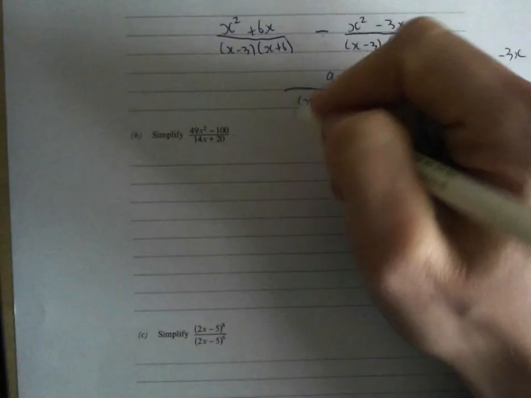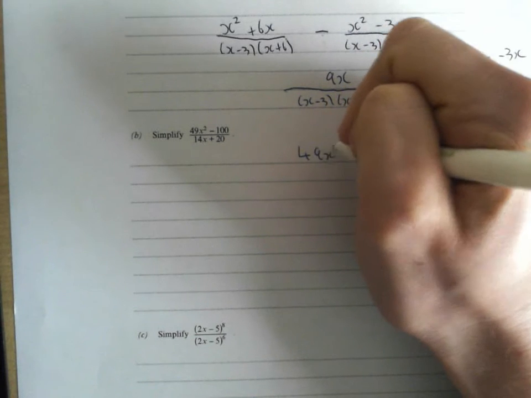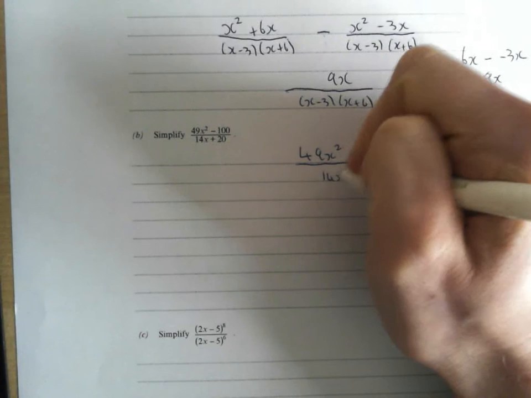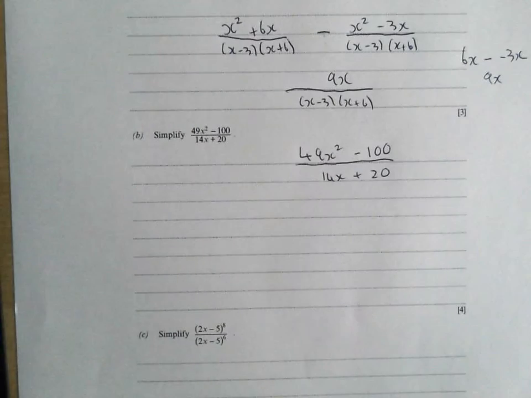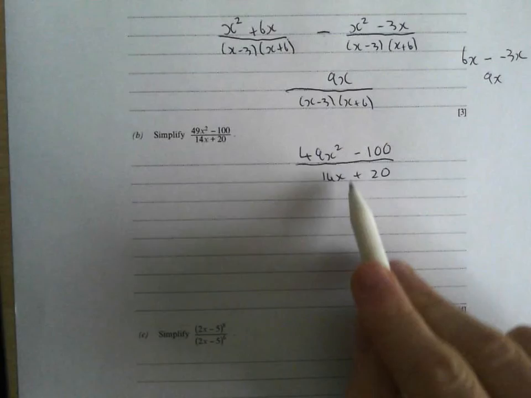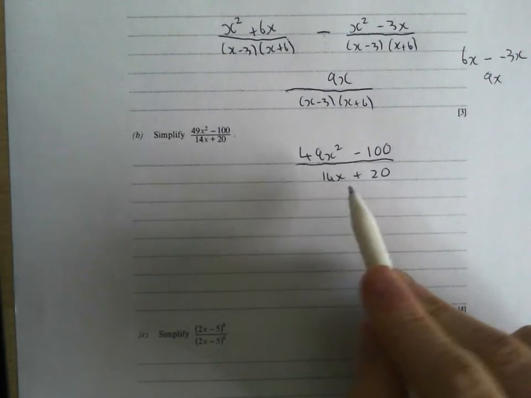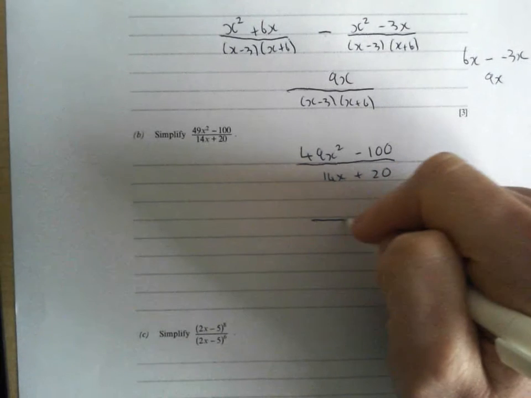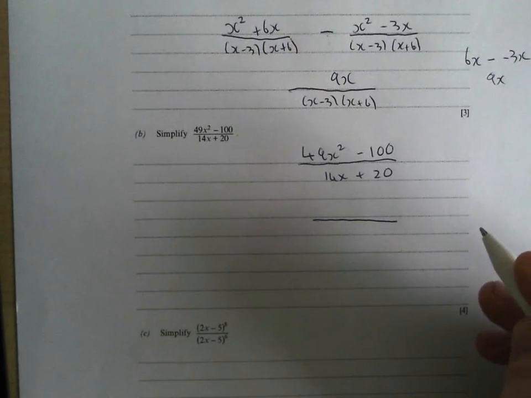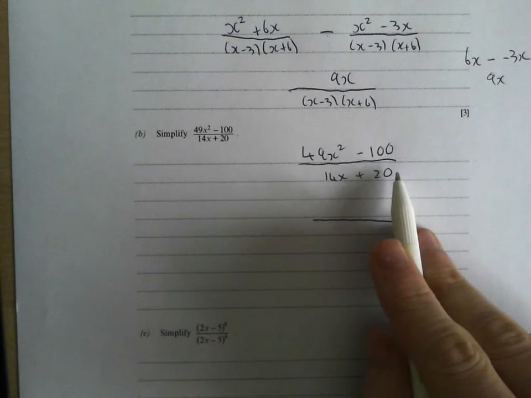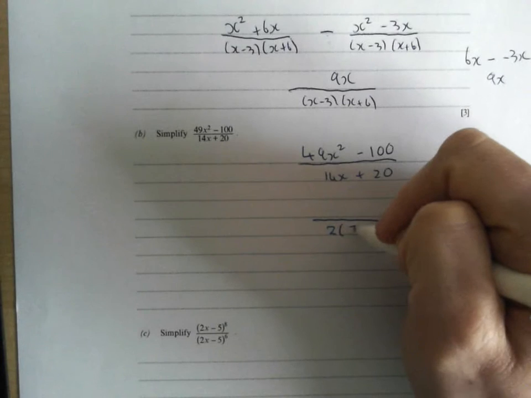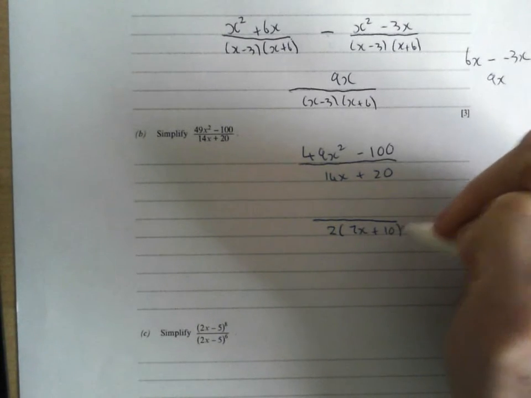Okay, what about this next one? Simplify. Now, this looks horrendous: 49x squared minus 100 over 14x plus 20. But we're going to use a technique that we spoke about in question number 3. When you're asked to simplify, you know you're going to get common factors. Factorise the easiest bit first. So let me deal with my 14x plus 20. Let's assume it's a single bracket. Is there anything common to 14x and 20? Well, I think I can take a factor of 2 out there, and I'm left with 7x plus 10.